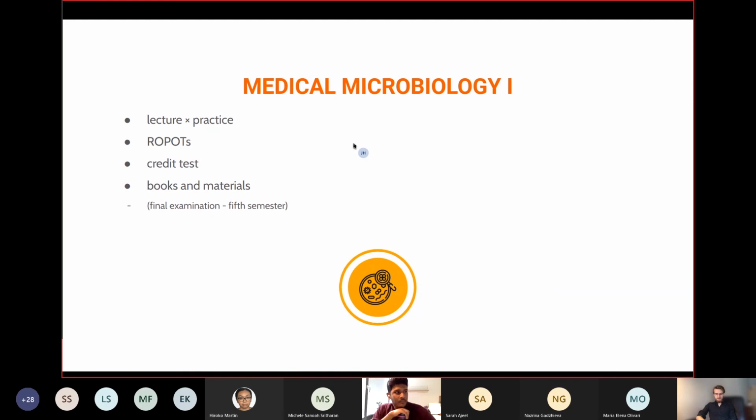For the practices, the only thing you need to make sure of is to print out your protocols, take them to the class, and do your robots before you go to the class.